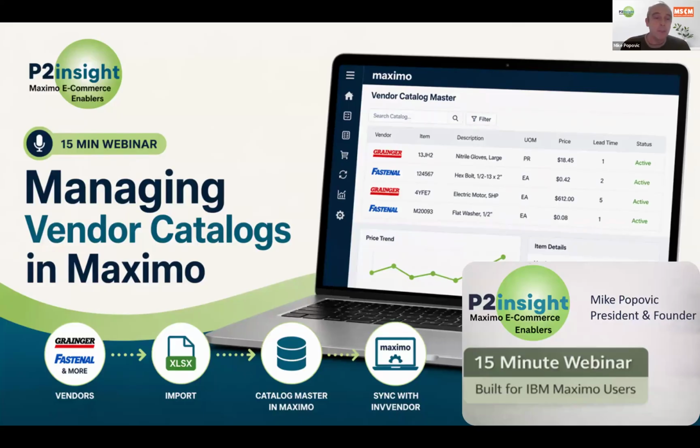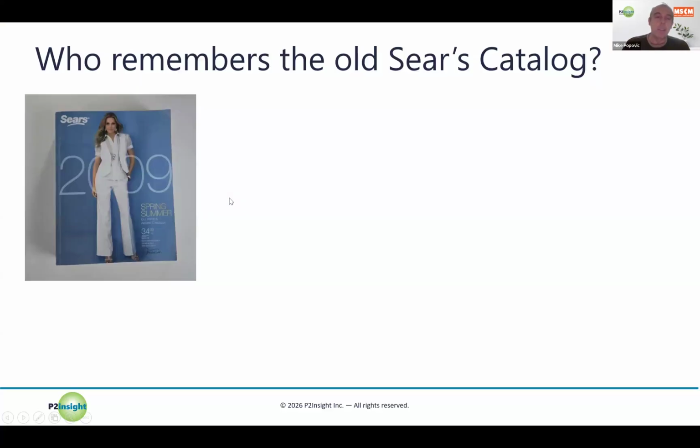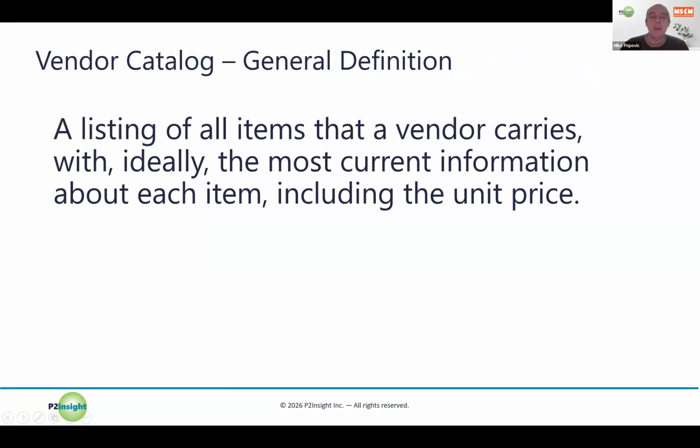Okay, this month we're doing managing vendor catalogs in Maximo. Let's start off with a little overview. What is a typical vendor catalog? It's a listing of all items that a vendor carries, ideally with the most current information about specs and about the item, including things like price, which is very important to you guys.